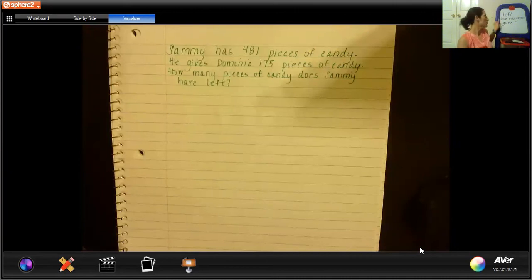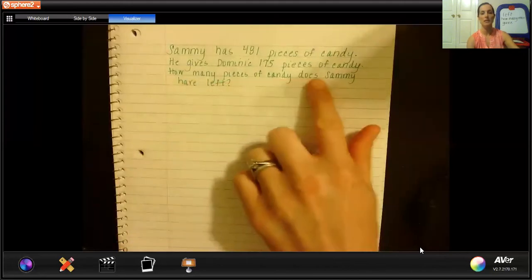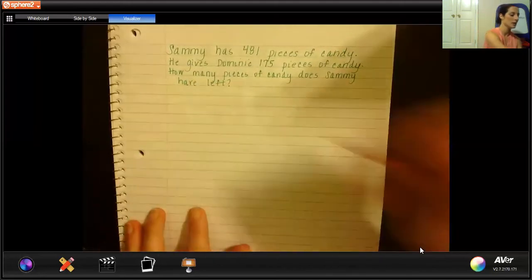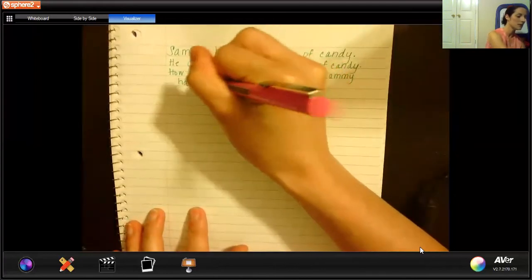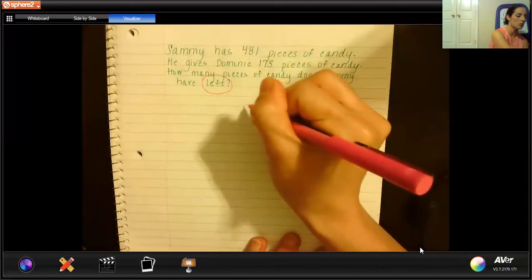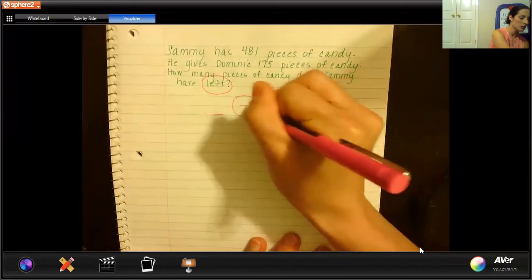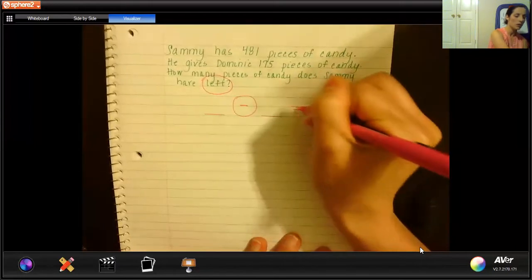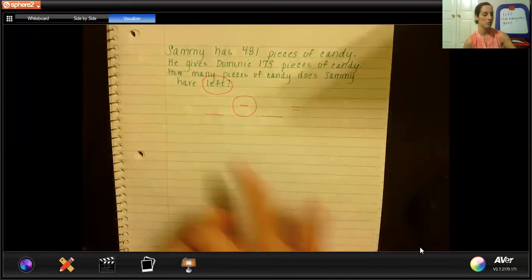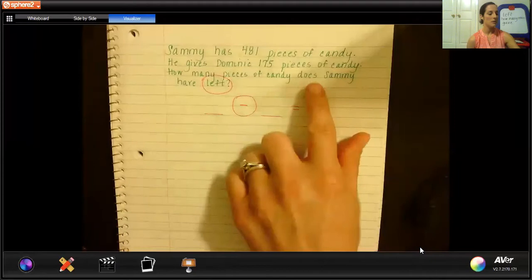And now remember, we're looking for our keywords: left, how many more, or gave. Okay, and as you can see in our question, it says, how many pieces of candy does Sammy have left? An important piece of information. We need to figure out those numbers. So here's my number sentence, and we need to fill in those blanks. So how many does Sammy have left?